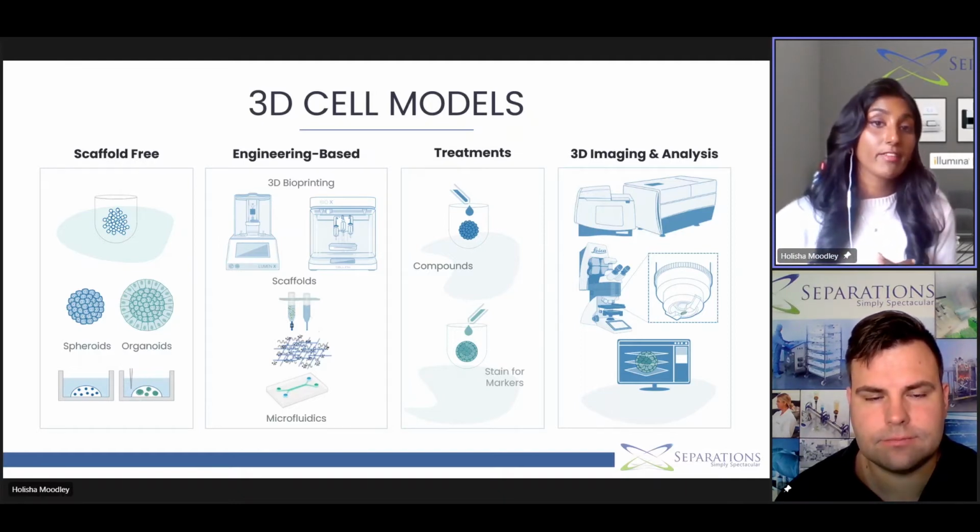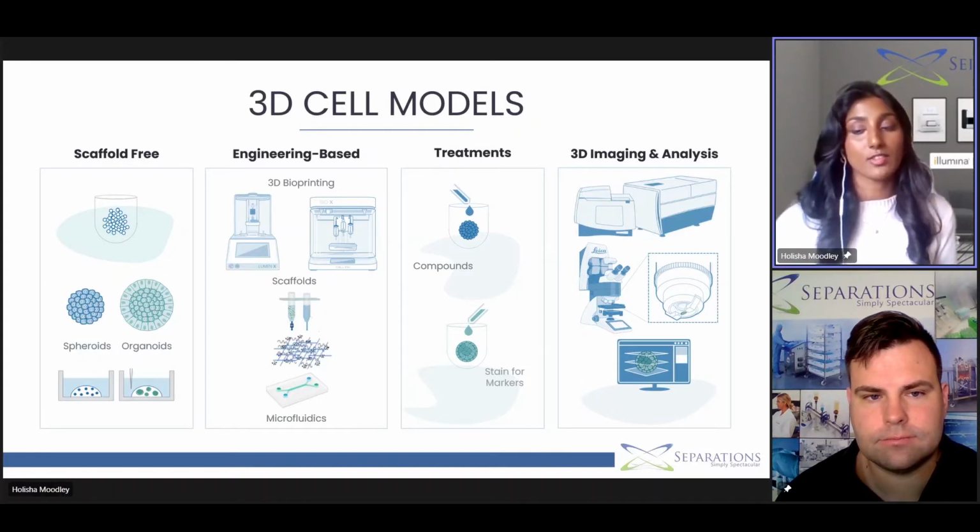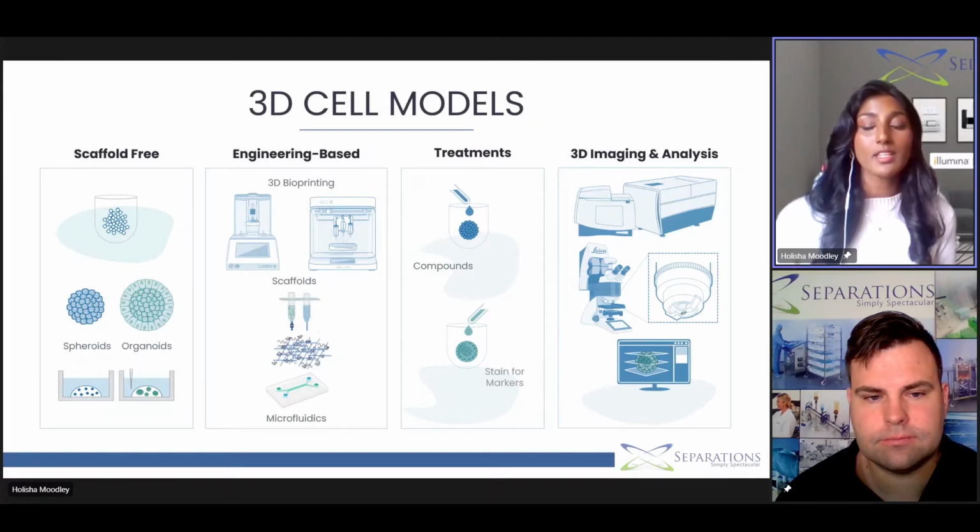We also then have engineering-based approaches to create 3D cell models. These approaches include 3D bioprinting. This can be in the form of creating that extracellular matrix or support structure to assist cells to adhere and form their own 3D structures. We can also use 3D bioprinting with cell-laden hydrogels or bioinks to directly create a 3D bioconstruct. There are also other approaches to 3D cell models, which include microfluidics.